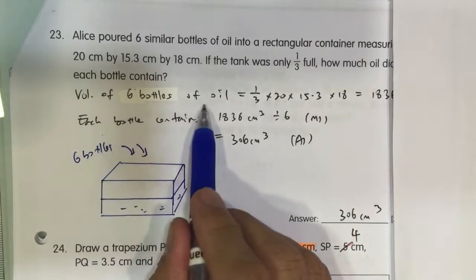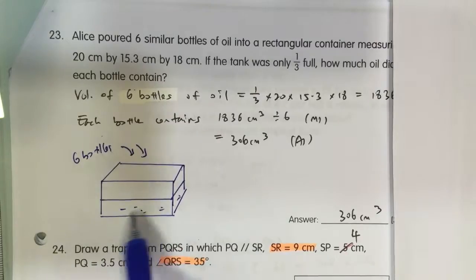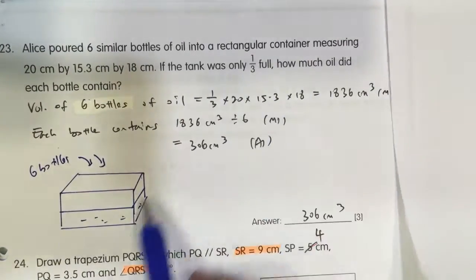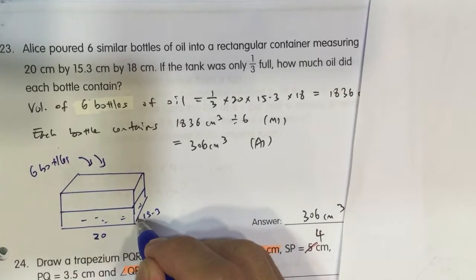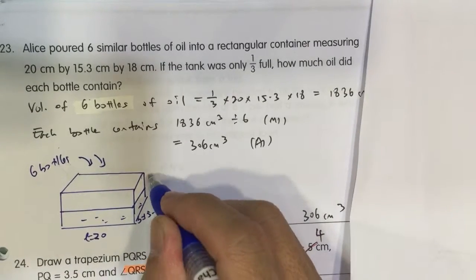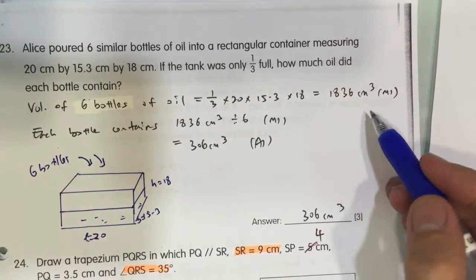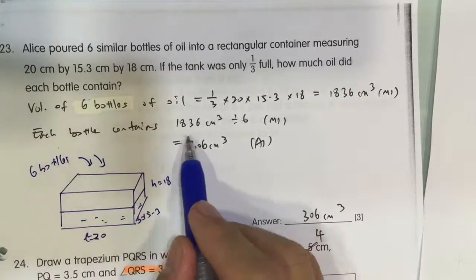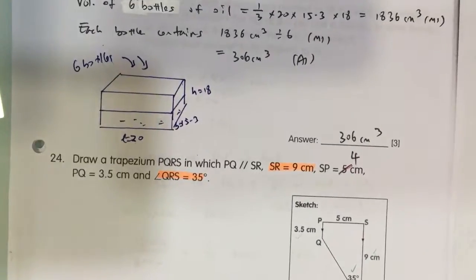So volume of 6 bottles of oil is the same as the amount of liquid here, oil here. So it's 1/3 full times 20 times 15.3 times your whole height is 18. You will get 1836. So this is 6 bottles, so 1 bottle will be divided by 6. I have 306 cm3. 24, skip. You can't draw the diagram. This one is wrong.